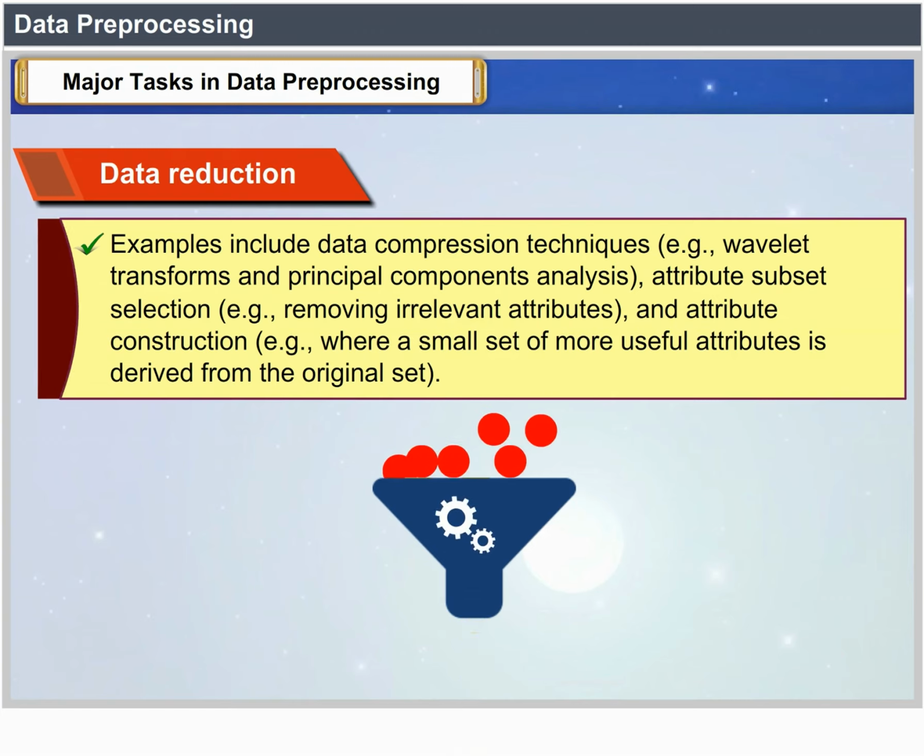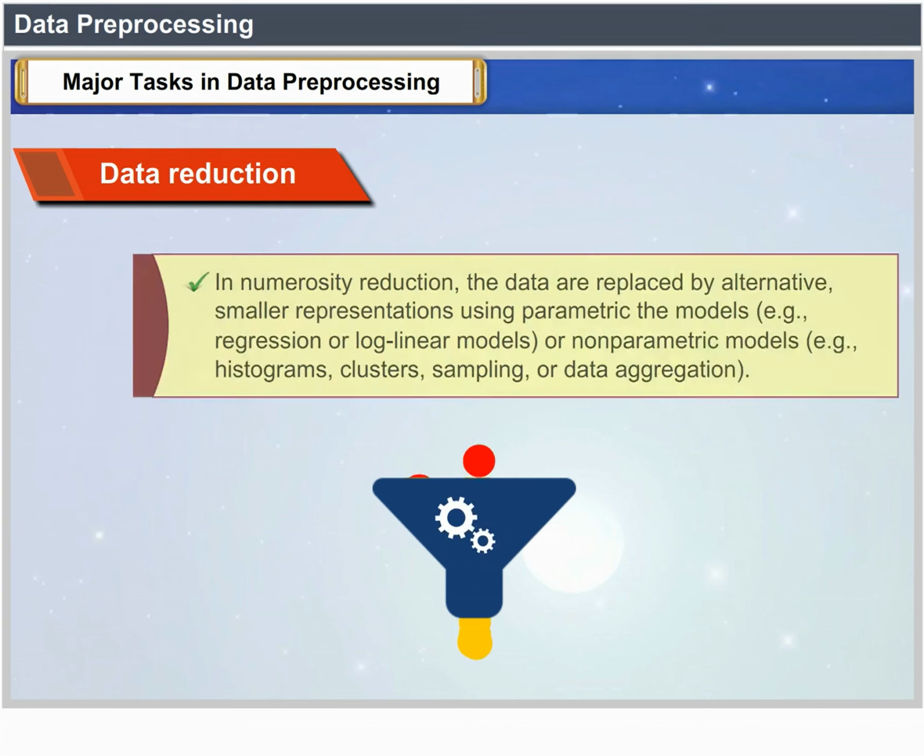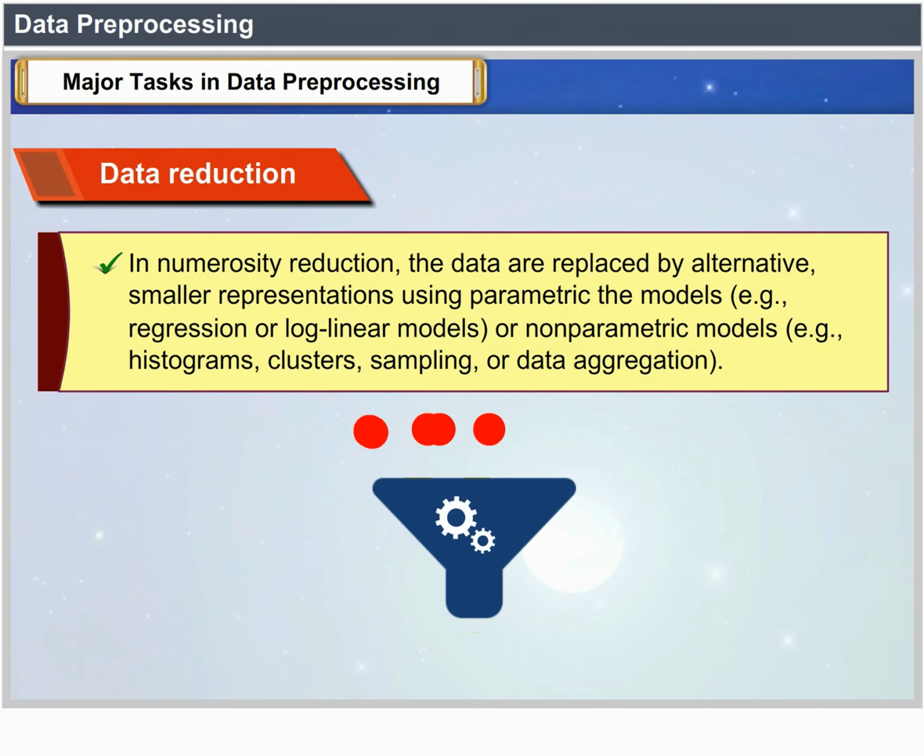In numerosity reduction, the data are replaced by alternate, smaller representations using parametric models, that is, regression or log-linear models, or non-parametric models such as histograms, clusters, sampling, or data aggregation.